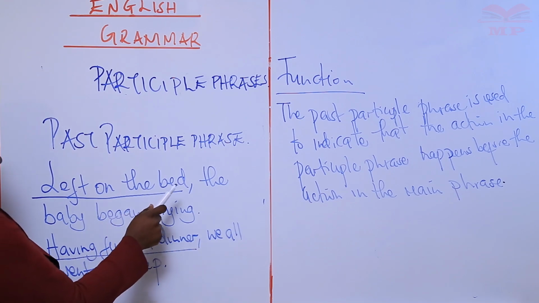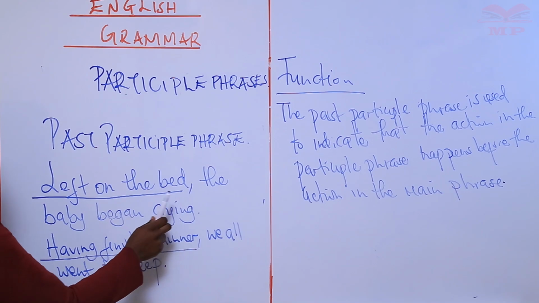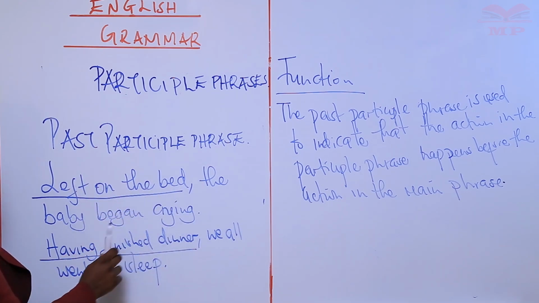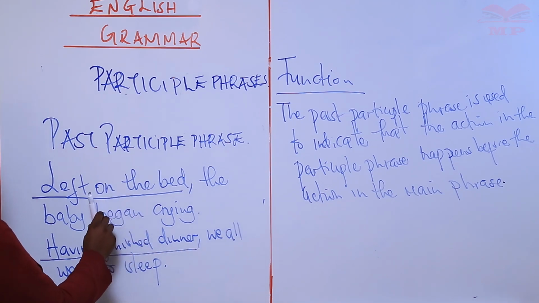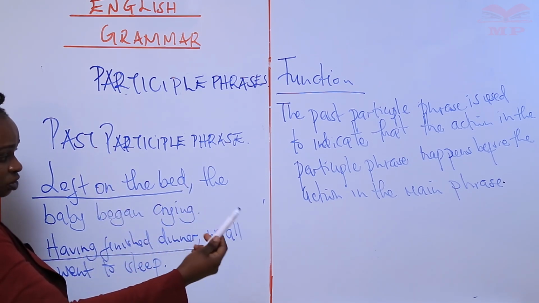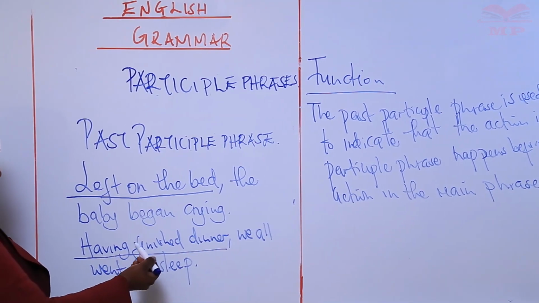Left on the bed, comma, the baby began crying. So this action happens before this other action begins. It takes place before the other action in the main sentence. And this other sentence, having finished dinner, comma, we all went to sleep. Again, finishing dinner happens before going to sleep. The baby being left on the bed happens before the baby begins what? Crying.